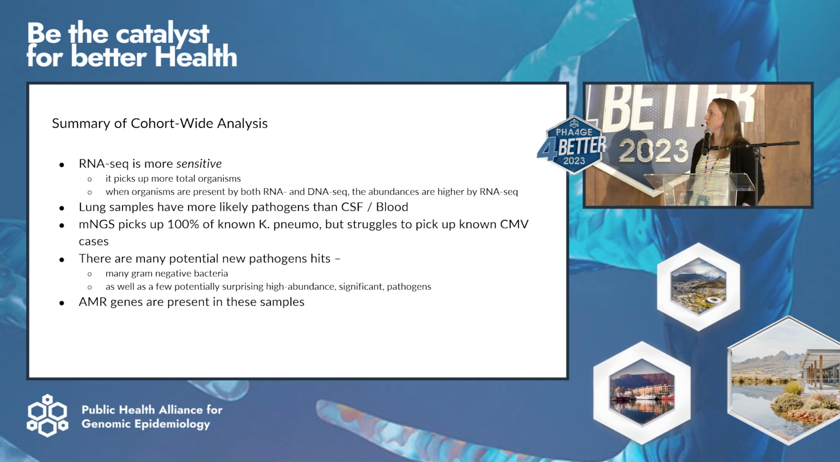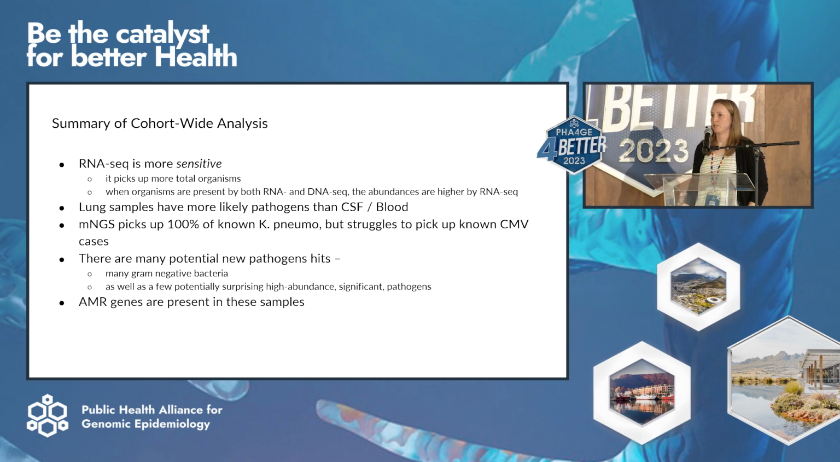So summarizing the findings of this cohort-wide analysis, we saw that RNA-seq tended to be more sensitive than DNA-seq. In this particular cohort, the lung samples tended to have more likely pathogens. That could be just based on the distribution of samples collected, but also the lung having more organisms generally. Metagenomics was able to pick up 100% of the known Klebsiella pneumonia cases, but it did really struggle to pick up the CMV cases.